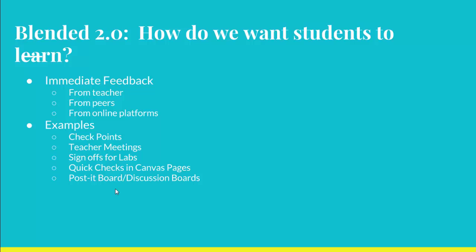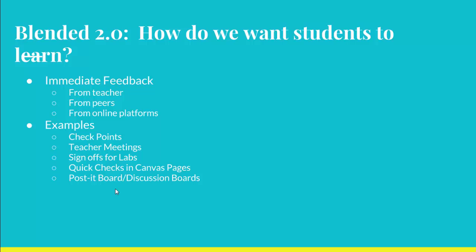We can also provide immediate feedback during our teacher meetings, which is basically just our small lectures. We also have specific spots in lab activities where we simply require them to come and get our signatures so we can check in once they've reached a certain point and we know where they are. We also use the quick check feature in the design tools of Canvas to provide some immediate feedback while they're going through some content heavy pages.